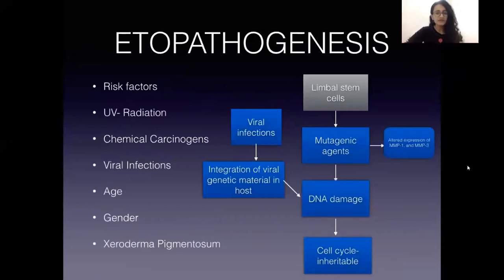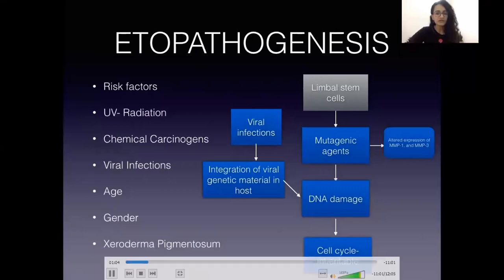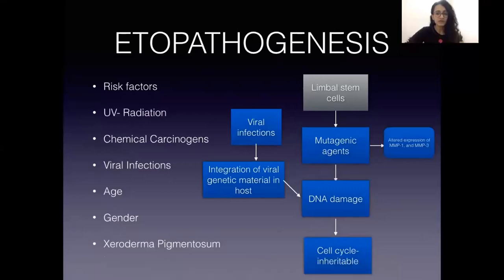In etiopathogenesis, basically, the limbal stem cells, when exposed to mutagenic agents, have an altered expression of MMP1 and 3, which leads to DNA damage, which is inherited in the cell cycle, resulting in the carcinogenic effect. Viral infections can also get integrated, the genetic material of the virus integrating in the DNA, causing cell cycle damage. The risk factors or mutagenic agents include UV radiation, chemical carcinogens, and viral infections, especially HIV and HPV.